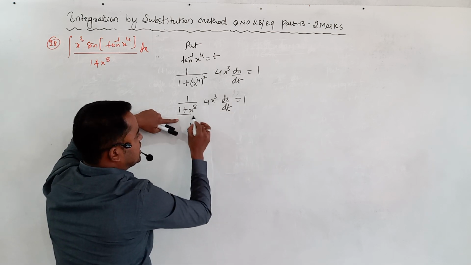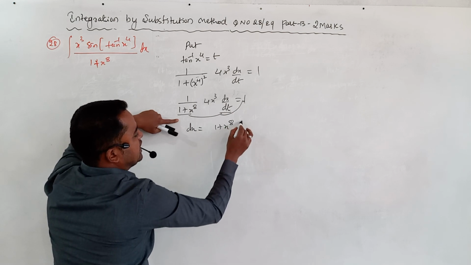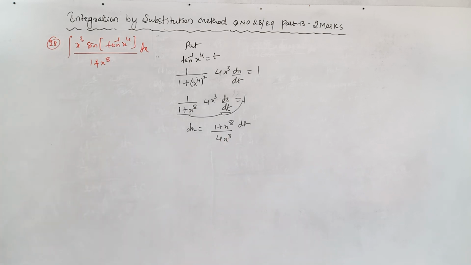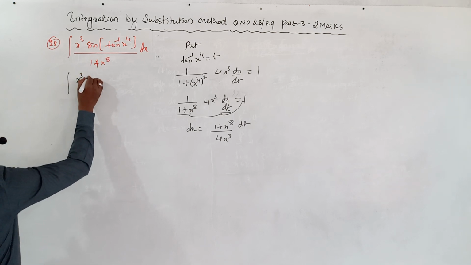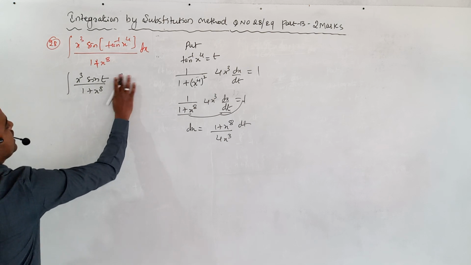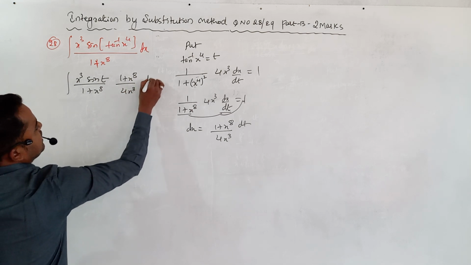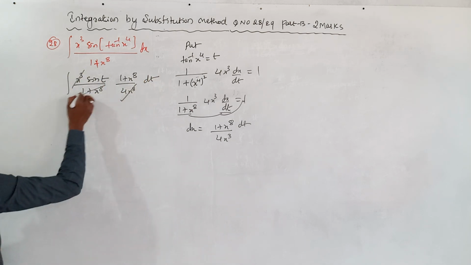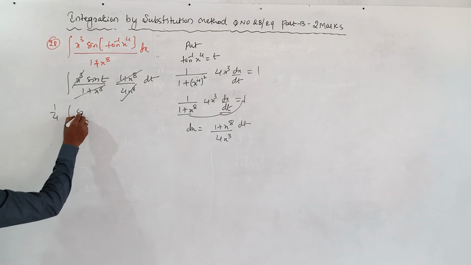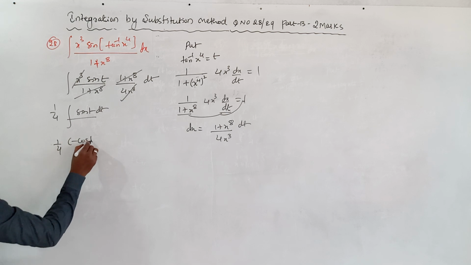Now dx is equal to what here? dt into 1. This term and this term cross multiply. Yes, that is 1 plus x raised to 8 dt divided by 4x cube. So dx is 1 plus x raised to 8 divided by 4x cube dt. This x cube cancels, 1 plus x raised to 8 cancels. Take 4 outside, 1 by 4 sin t dt, 1 by 4 integration of sin t is minus cos t plus c.